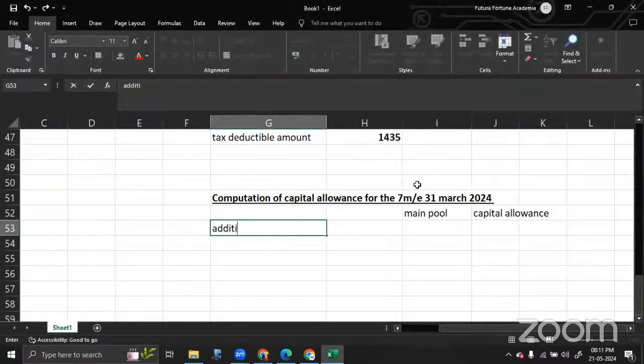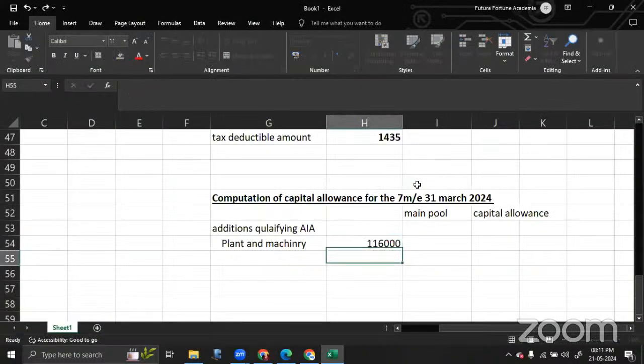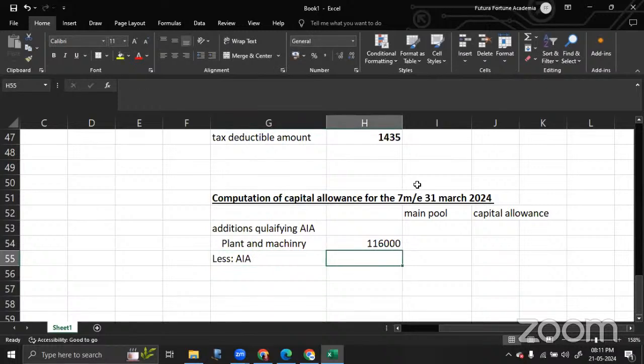So additions qualifying for AIA, you have plant and machinery. The amount is 1,16,000, and this entire 1,16,000 can be written off as AIA. So this entire amount can be written off, and immediately update your capital allowance column as well.